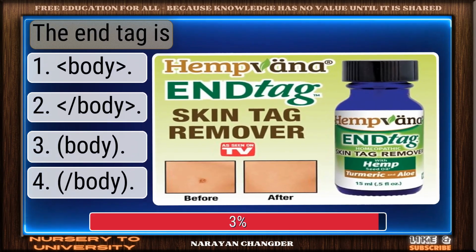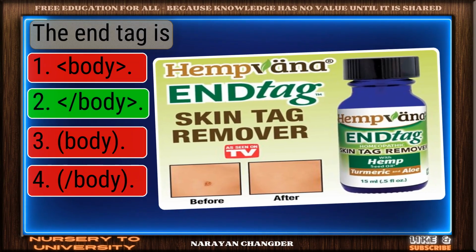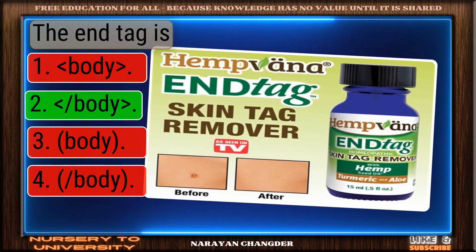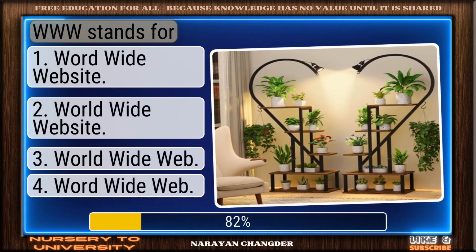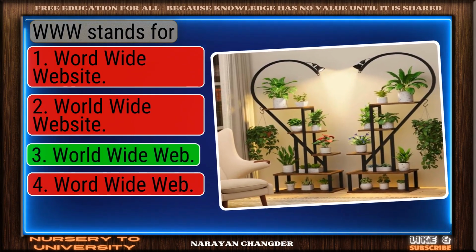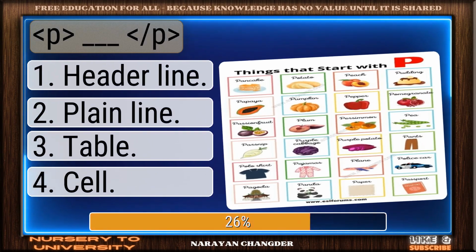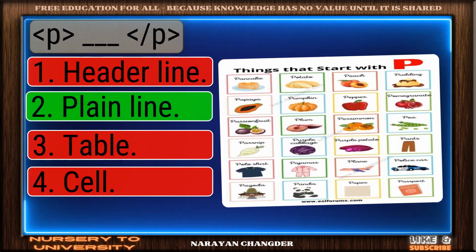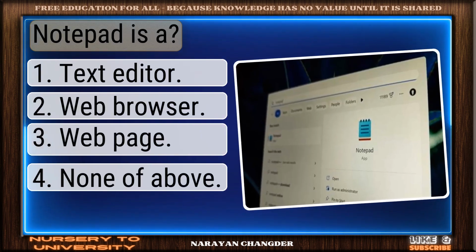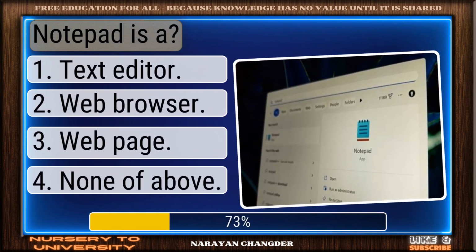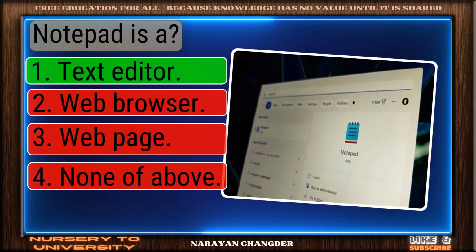The end tag is. You're right. Body is the correct answer. WWW stands for. Great job. World Wide Web is the accurate answer. HR piece. Nice work. You chose plain line and it is correct. Notepad is a. Right choice. Text editor is the best answer.